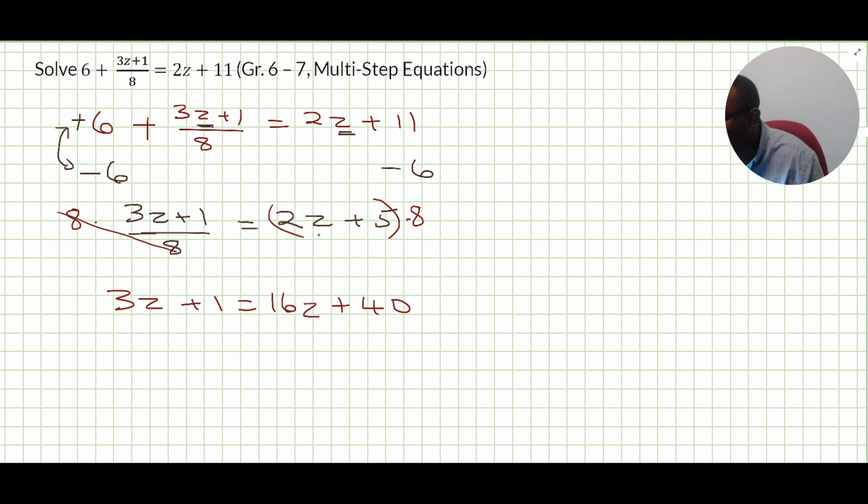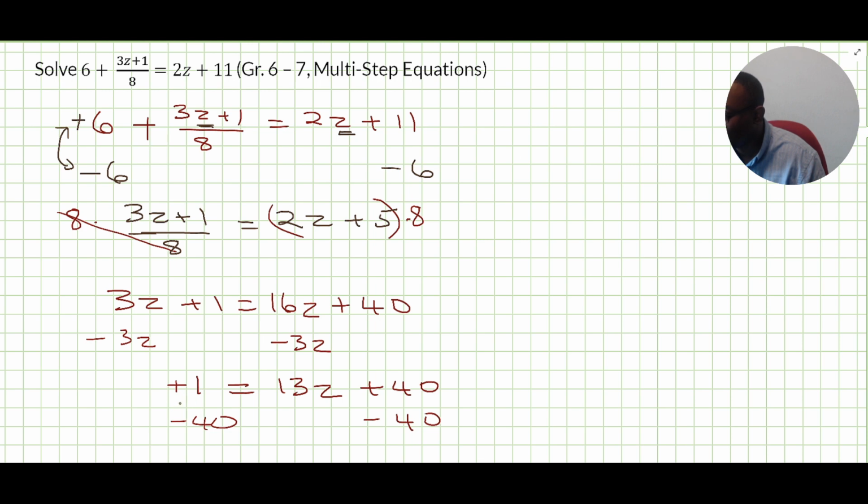I typically like to just keep the positive side on the positive sign on the variable. So I'm going to take out 3z from both sides, and that's going to give me 1 equal to 13z plus 40. Now we need to move 40 away from here because we need to isolate the variable. So subtract 40, subtract 40. And now don't forget this is a positive sign.